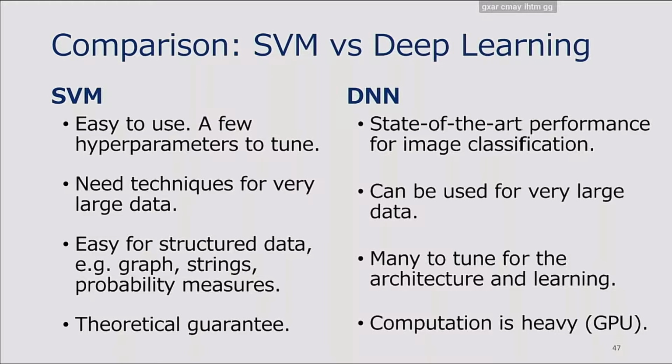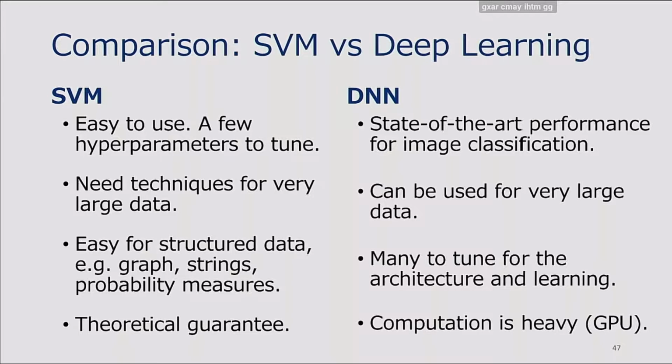And in the case of support vector machine, what we need to tune is basically two types of hyperparameter. There are C in the trade-off and the kernel, or the parameter of the kernel. So it's very easy to use. However, as I explain in the next section, support vector machines are a little bit difficult to handle very large data like medium. We need some special techniques.